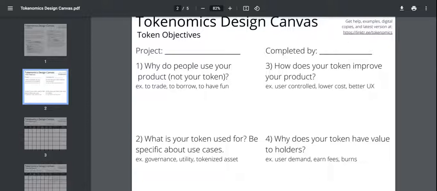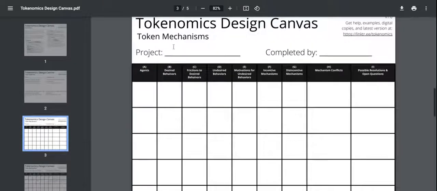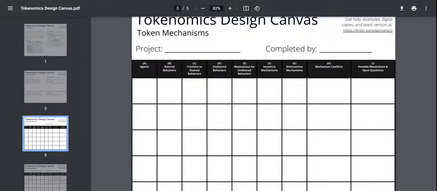So with these objectives answered, we want to keep these in mind, and it really helps us focus on completing the next step, which is the token mechanisms worksheet. This might look like a lot, but we'll go through a simple example that will break it down and make it very simple to understand. Very briefly, we have different columns here. The first column we're concerned about is agents. So for each different economic agent in your tokenomics ecosystem, we're going to complete a row. So there's going to be different rows that we complete for different agents.